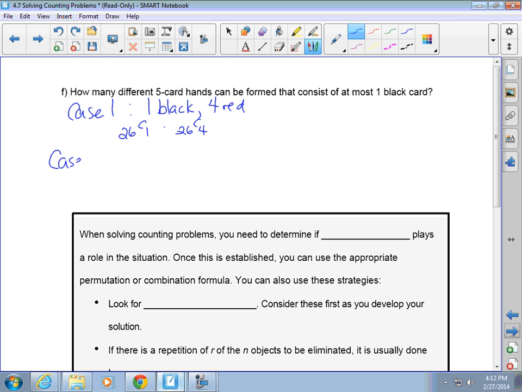Case 2 would be if you had 0 black and 5 red. So that would be 26 choose 0 times 26 choose 5. So if you add up all of those cases, calculate 26 choose 1 times 26 choose 4, and then your 26 choose 5, add those two together, and you will get your answer of 454,480.